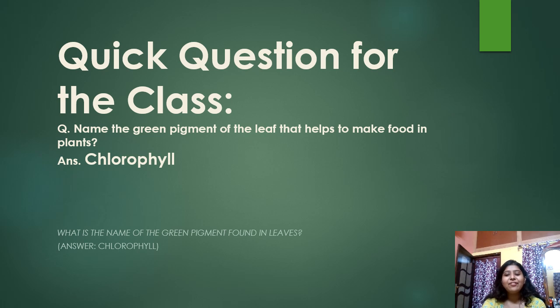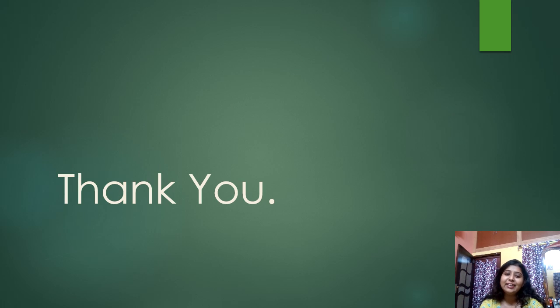Okay, we have done for today, and now tell me the green pigment name of the leaf that helps to make food in plants. You all know that it is chlorophyll. Okay, we will discuss more in the next class.